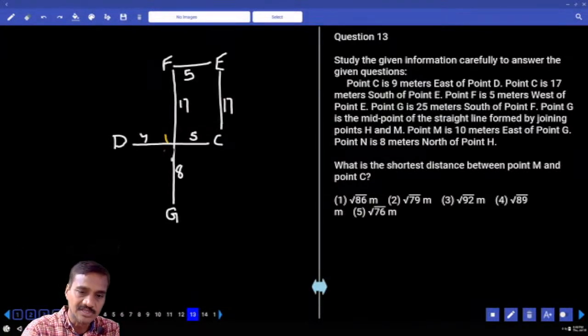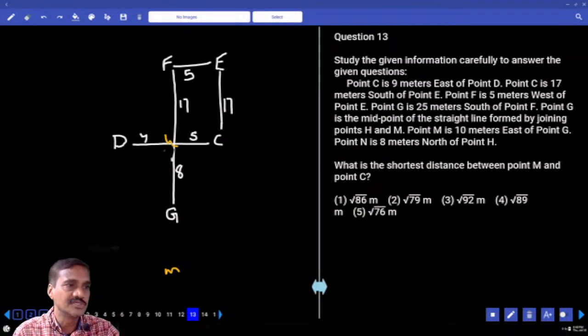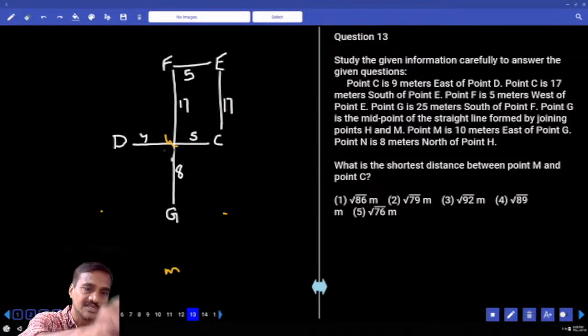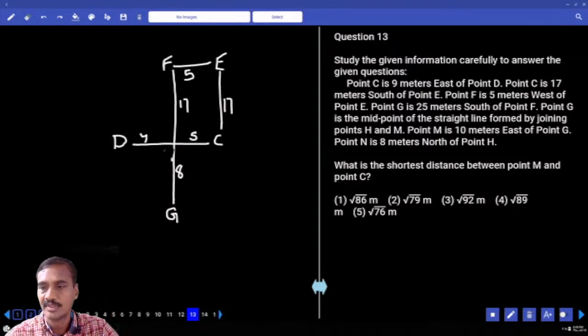G, H, M can be like this, with G in between H and M. Or you can have it like this as well. I asked how you would fix it. Next, in the information, let's see: by joining H and M, G is the midpoint, and M is 10 meters to the east of G.